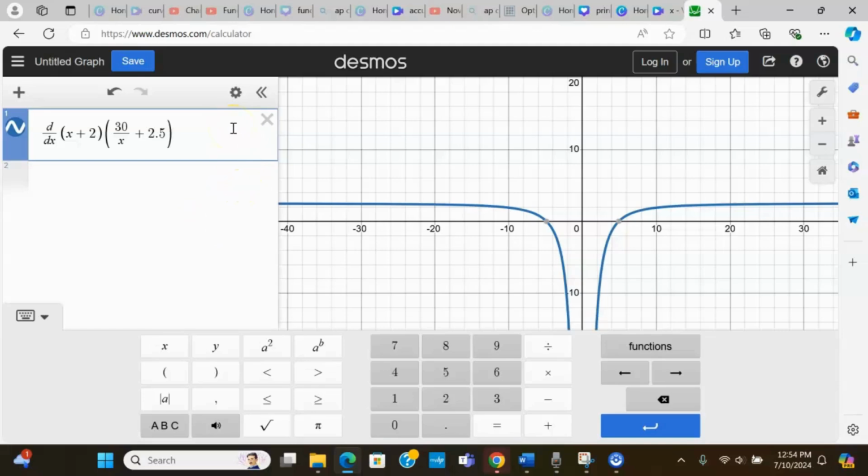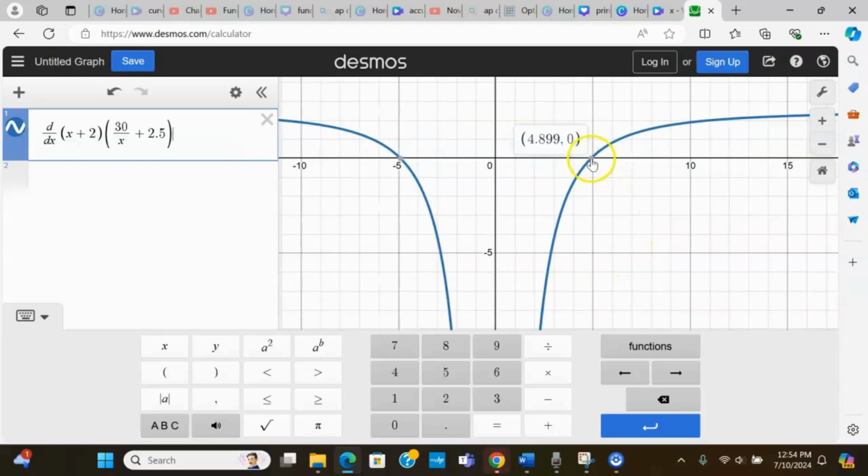Okay. All right, so if I look at this, we're going to throw out the negative, so we're going to throw out this side. But I can see if I zoom in here that I have a critical number at X equal 4.899. So let's just say 4.9. And I know that that has to be a relative min because I can see that on each side of 4.899, on this side the derivative is negative, and on this side it's positive. So that means by the first derivative test that this must be a minimum.